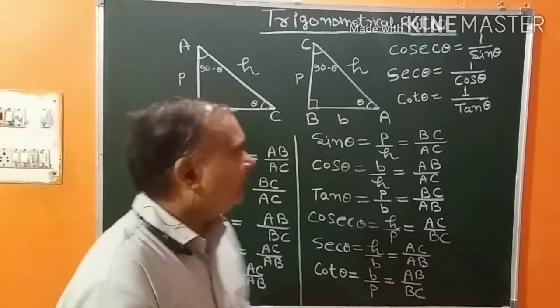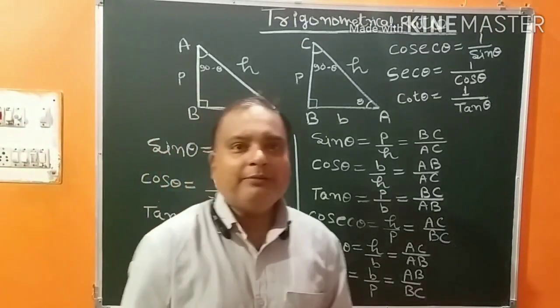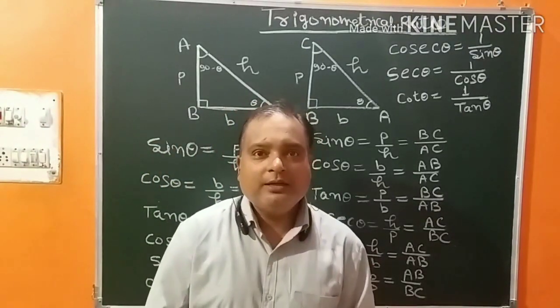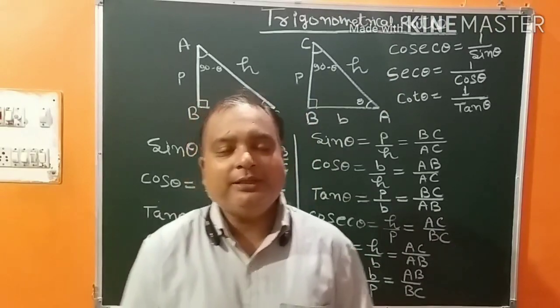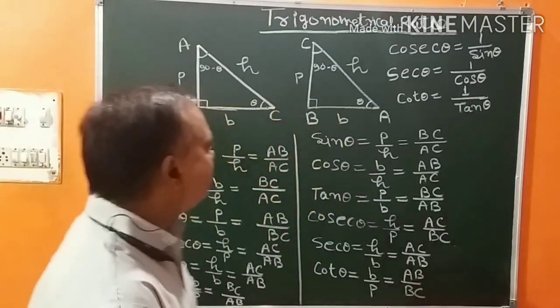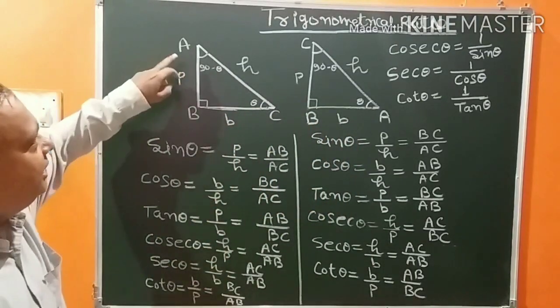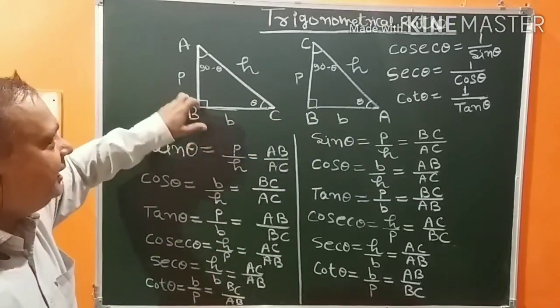Now we start the chapter. So the topic is trigonometrical ratio. But first I will explain what is trigonometry. Basically, trigonometry is the study of the relationship between the sides of the triangle and angle. For example, if I take the right angle triangle ABC, where the right angle is at B.